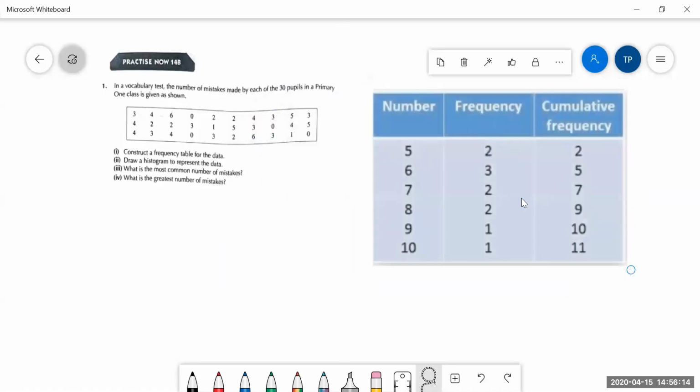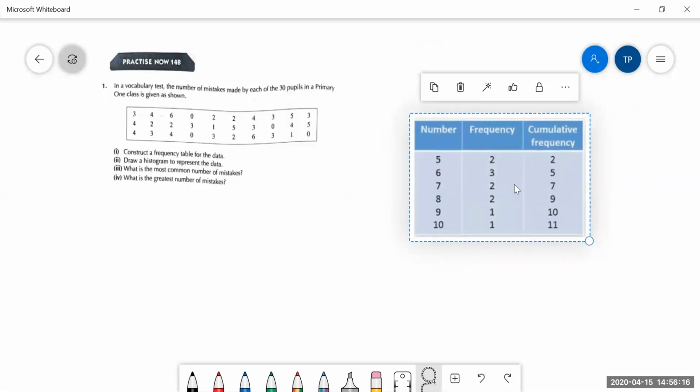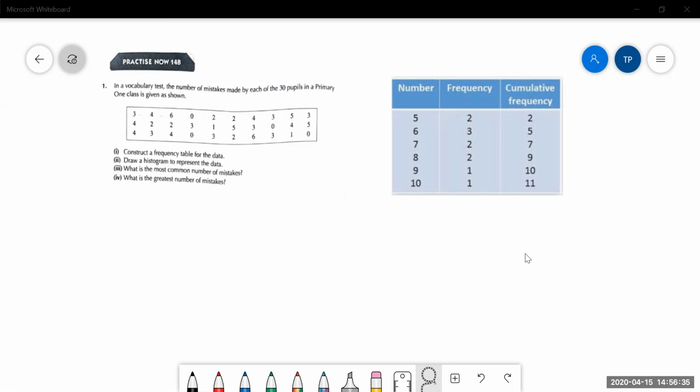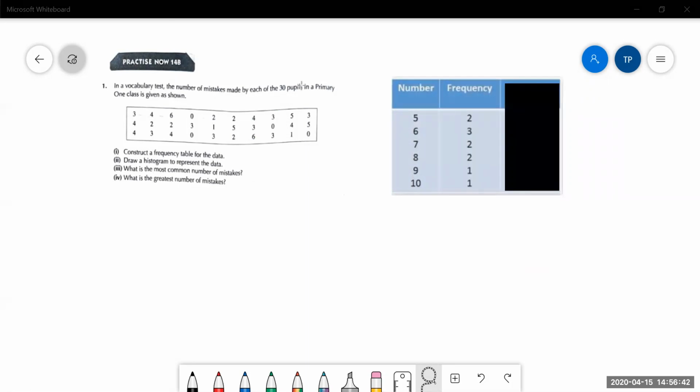Okay, a frequency table looks like that. Can you see? This is how a frequency table looks like. You don't need the cumulative frequency on the side, like this part. You won't need it.